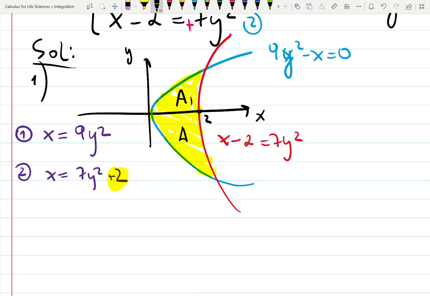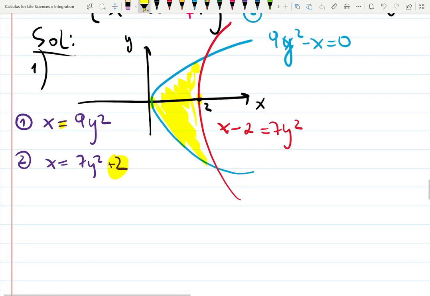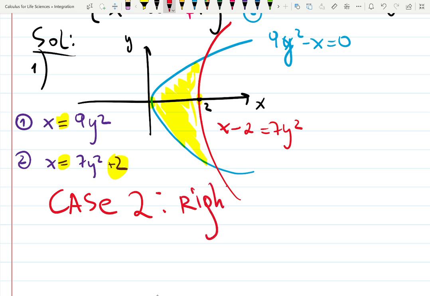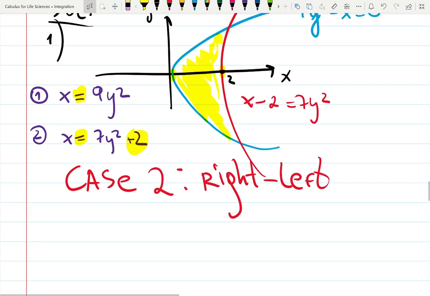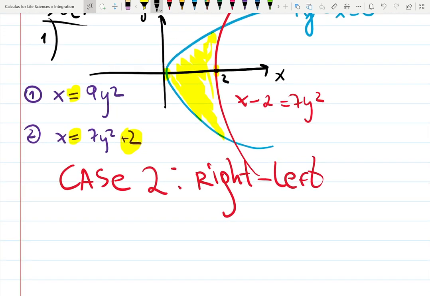So what I'm going to do instead is right minus left. Besides, all functions are already solved for you in terms of x. So that gives you a good hint. If you see x equals and x equals, then it's a good hint to use case 2. We're choosing case 2, which is the right minus left situation. That's why I'm assigning colors to all the functions. I need to choose which one is on the right and which one is on the left. Red one is on the right. Blue one is on the left.